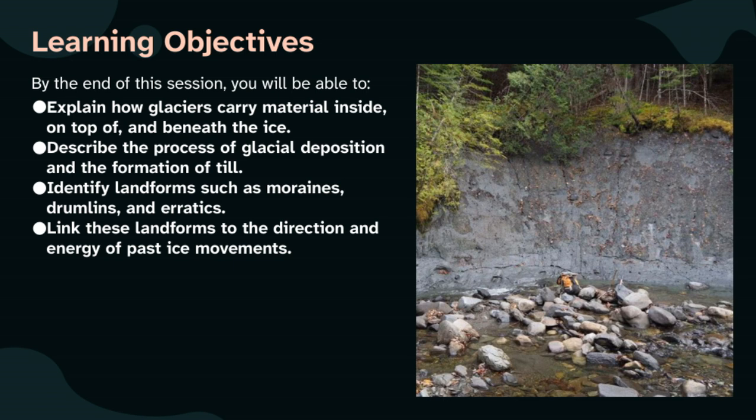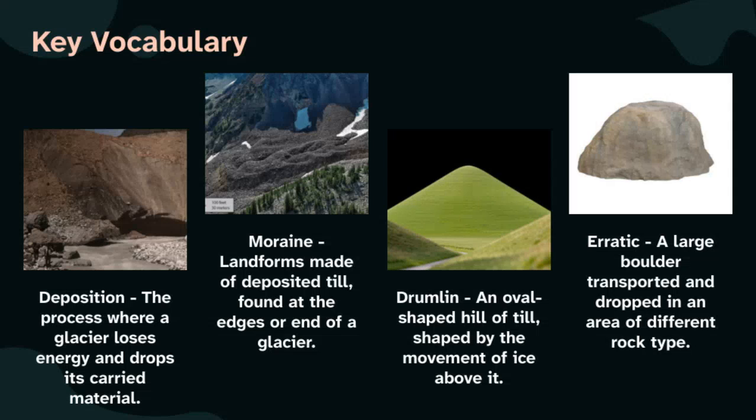That final point is important. These features are not random. They are evidence. They help geographers work out where ice once flowed, where it stopped, and how powerful it was. Before we go further, let's go through the key vocabulary.